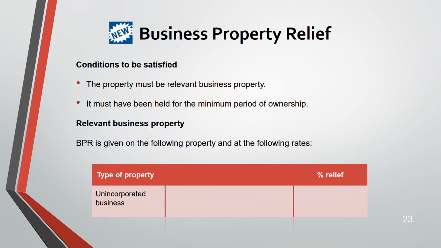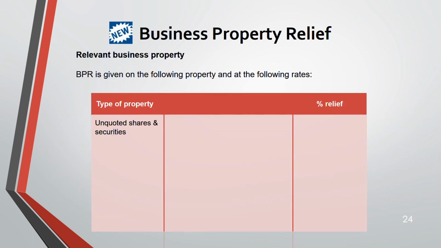First type of property is unincorporated business. Any unincorporated business is a business property, a sole trade business or partnership interest. When you're gifting, it's a relevant business property, and for that you are going to get a 100% relief. If you are gifting your entire sole trader business or your partnership, the relief is 100%.